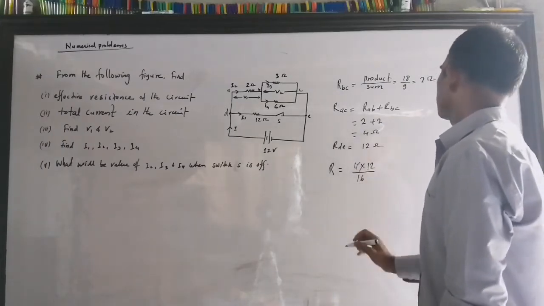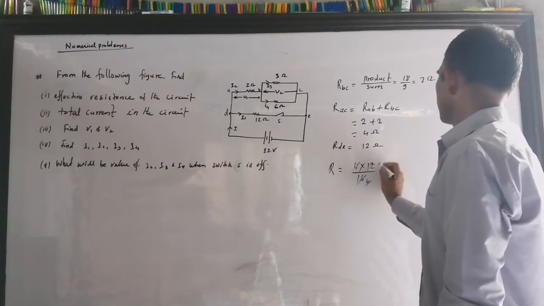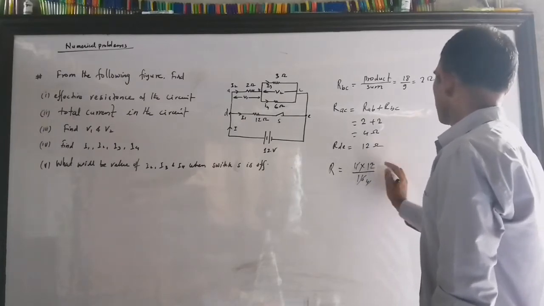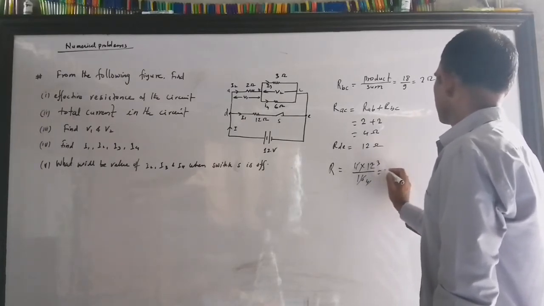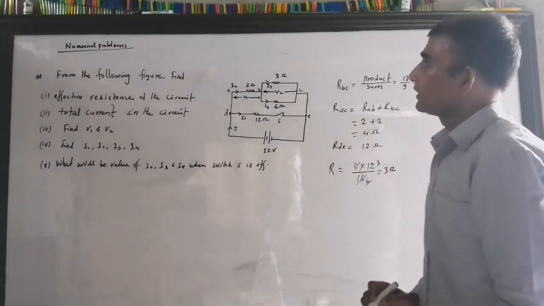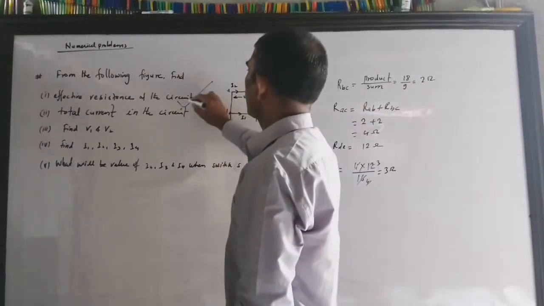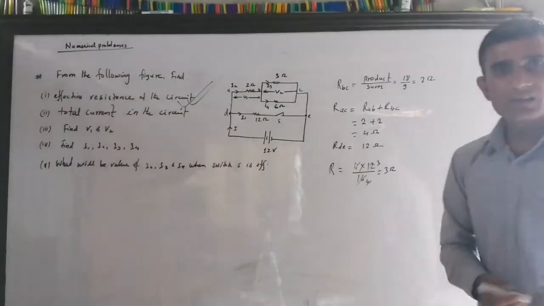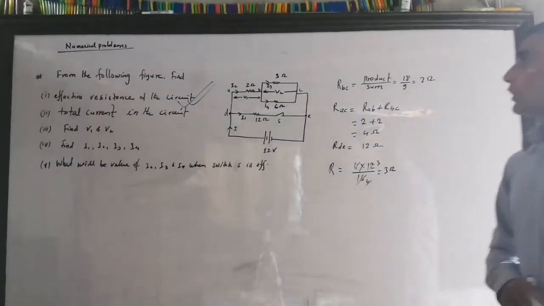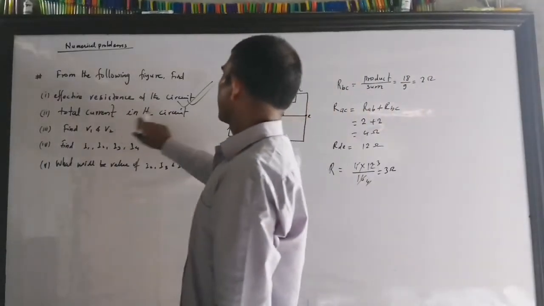You can cut it. 4 4s and 4 3s are... So what do you get? Our overall resistance is 3 ohm. So that is the answer to the first question, and we solved it without any trouble. Okay, next, find the total current in the circuit.